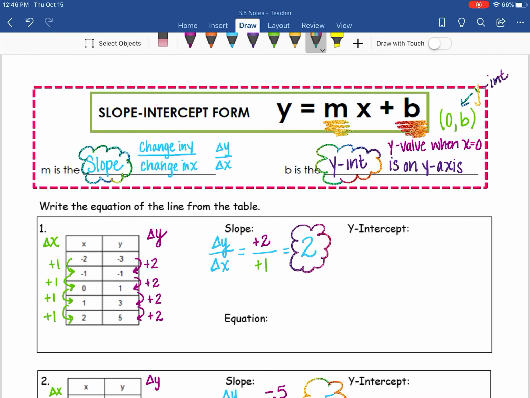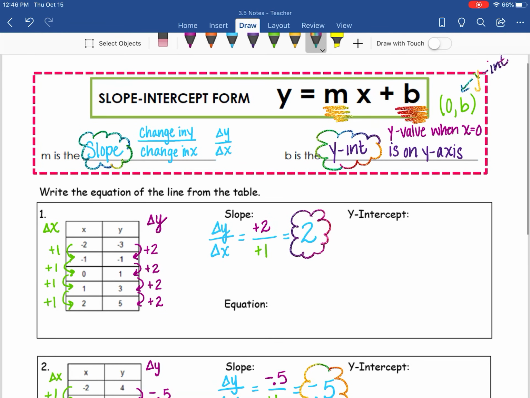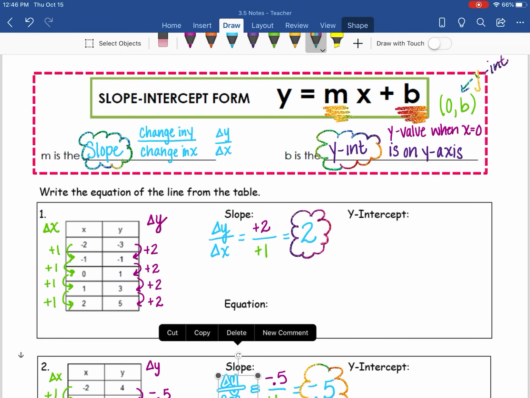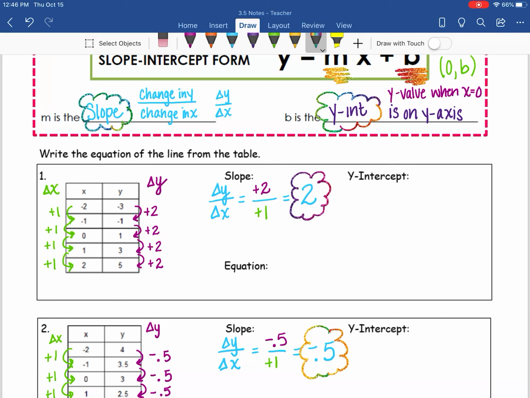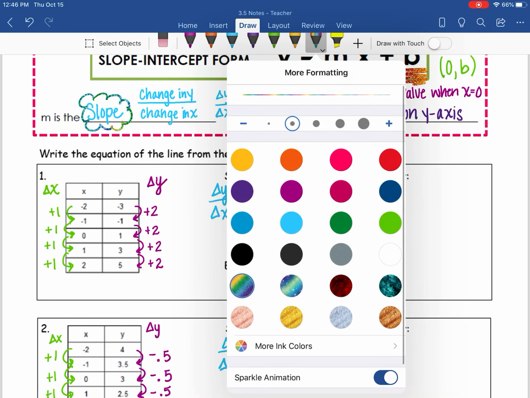So today we're just going to go through the table and we're going to identify our y-intercept. And once we identify our y-intercept, we've already calculated our slopes yesterday, so we can go ahead and write our equation. Let's take a look at the first example. We're looking for our y-intercept, so we are looking for the y value when x is equal to 0. So I'm going to go down and look in my x column of this table, and I'm looking for where x is 0. And here it is.